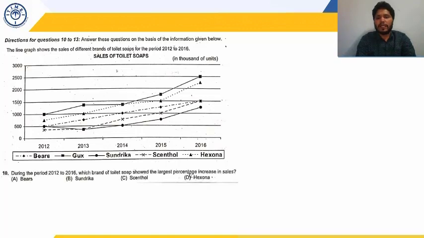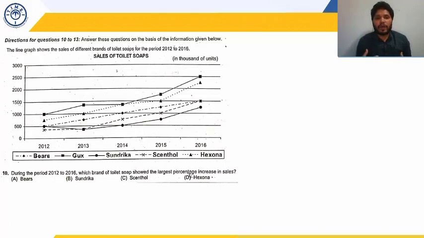Question number 10, or the first question of this set, is: during the period 2012 to 2016, which brand of toilet soap showed the largest percentage increase in sales? So during the period 2012 to 2016, which brand of toilet soap showed the largest percentage increase in sales? The options are Beers, Sundrika, Senthol, Hexona.